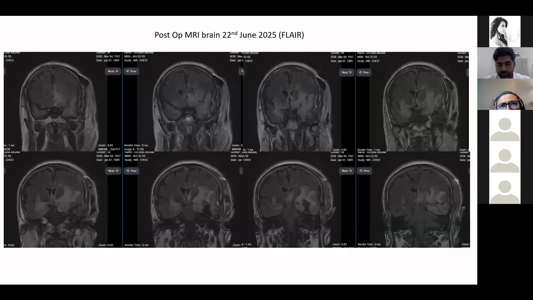The other thing is, I would have a question for our radiology colleague: can this type of radiology just fall under the category of gliomatosis cerebri, or do we still think that it is a localized disease?